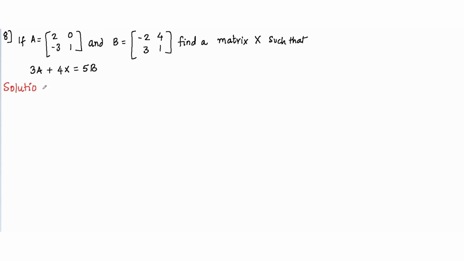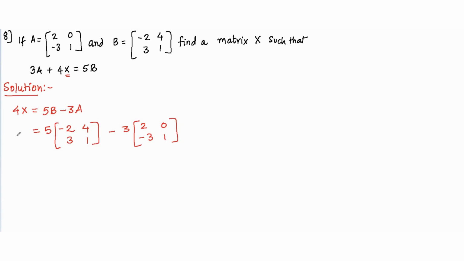I know that generally when I solve equations, I always tend to isolate my variable on one side and keep all constants on the other side, or rather keep all the unknowns on one side and knowns on the other side. So here X is the only unknown. So I will write this as 4X equals 5B minus 3A, which means this equals 5 times B, that's 5 times negative 2, 4, 3, 1, minus 3 times A, so 3 times A is 3 times 2, 0, negative 3, 1, and this is equal to 4X.